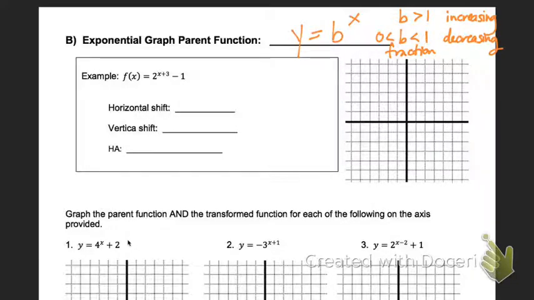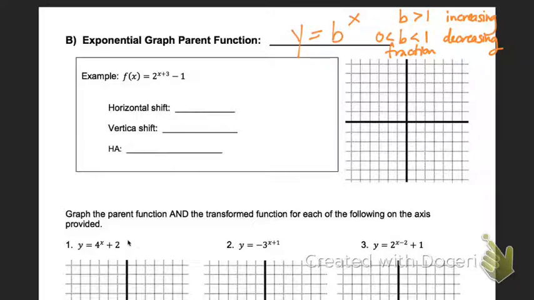What if b is equal to 1? Then it wouldn't be exponential at all. Okay. Because if you had 1 to the first power, 1 to the second power, it would just be a horizontal line at 1. 0 is less than b. So if it's a number between 0 and 1, like a fraction, essentially.